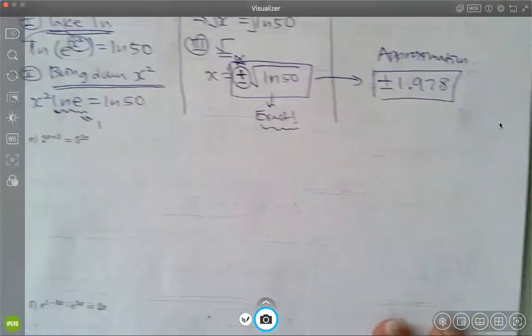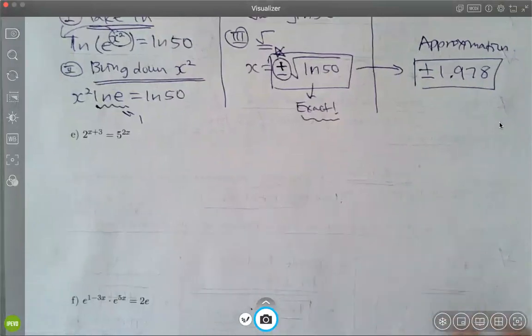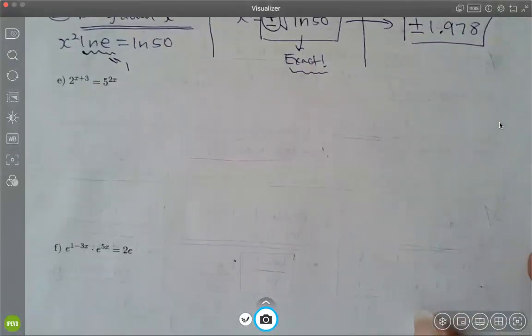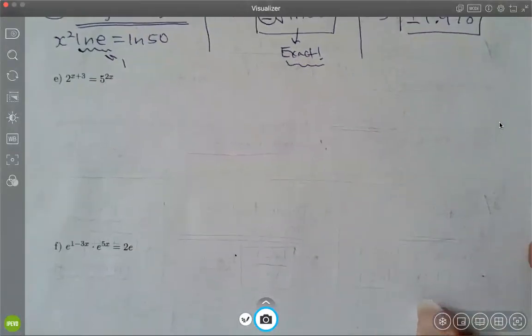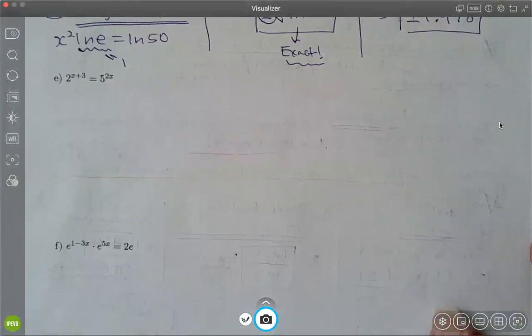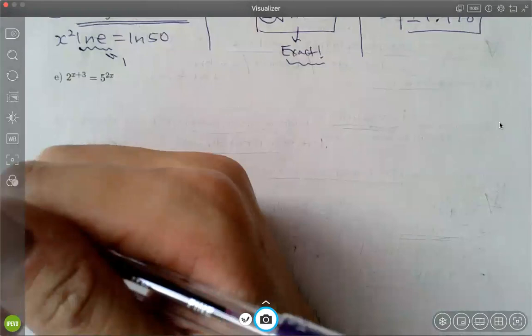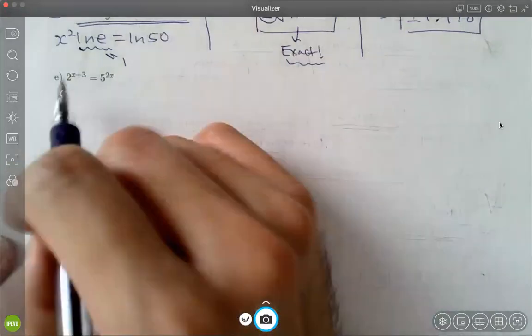Okay, so now for the last two problems of the exponential equations, these are only for the homework, because they are kind of tricky. 2 to the x plus 3 equals 5 to the 2x. Okay, so now here, what's the issue? We have two exponents, right? And x is on both sides, not just on one side. And moreover, the two bases, 2 and 5, are not related.